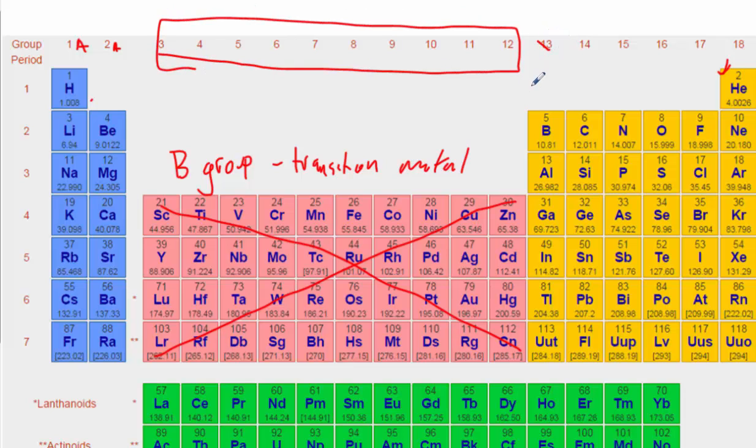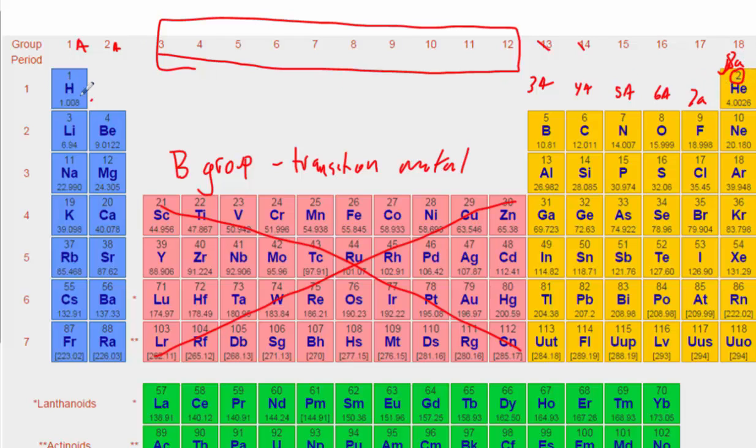And instead of calling this 13, we're going to call this 3A. And instead of 14, we have 4A, 5A, 6A, 7A, 8A. And when you look at just the A group number, that tells you the number of valence electrons. So hydrogen has 1, helium has, helium's that other outlier. It only has 2 because it's only got 2 protons.